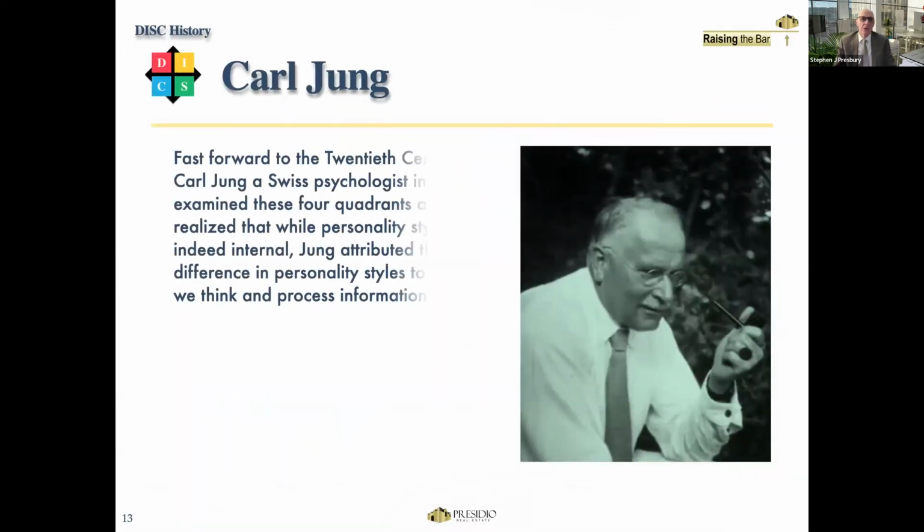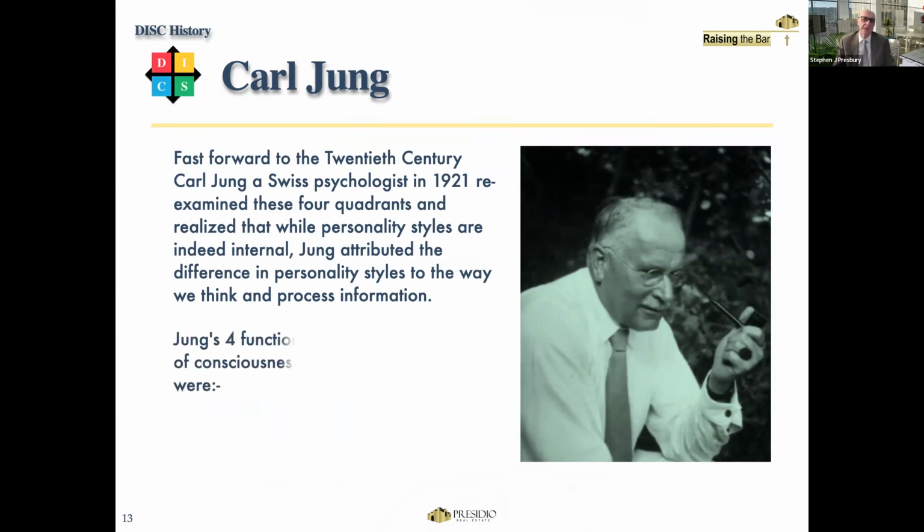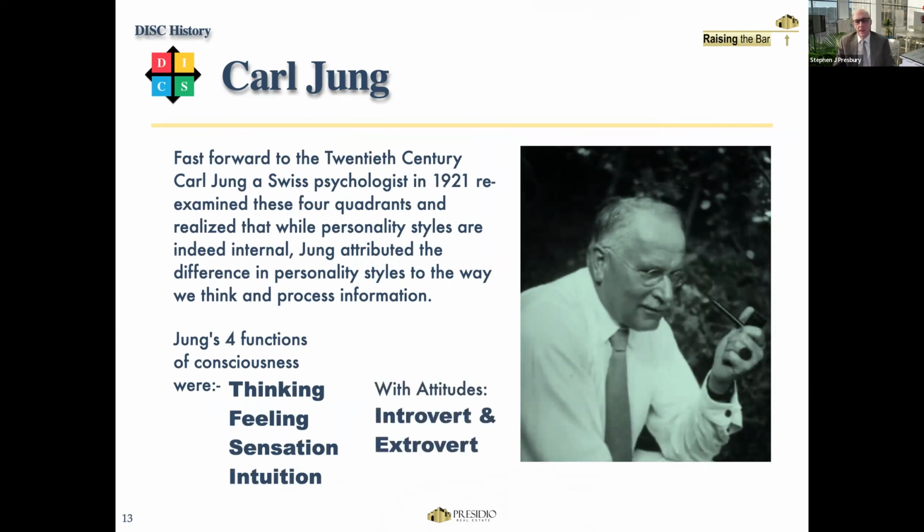So Carl Jung came up next, moving right to the 20th century here in 1921. He looked at these 4 quadrants, examined them carefully, and brought in his own personality or feelings on how we could develop these characteristics of people. He worked on thinking, feeling, sensation, and intuition. And then he had attitudes of introvert and extrovert.